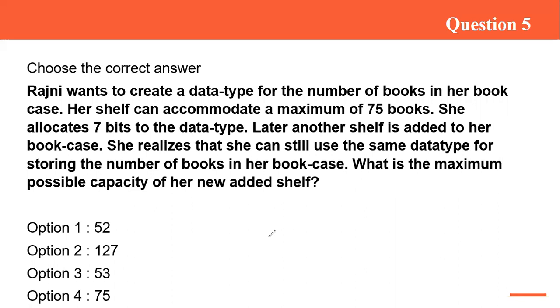Now in the first shelf, how many books did she store? 75 books already stored. Now they are asking how many books she can store maximum in the second shelf. That means 75 are done, so up to 127 she can store. That means 76 to 127. Count the number of numbers between 76 and 127: those are 52 books. Simple. 127 minus 75 is 52. That's the answer. I hope you understood that.